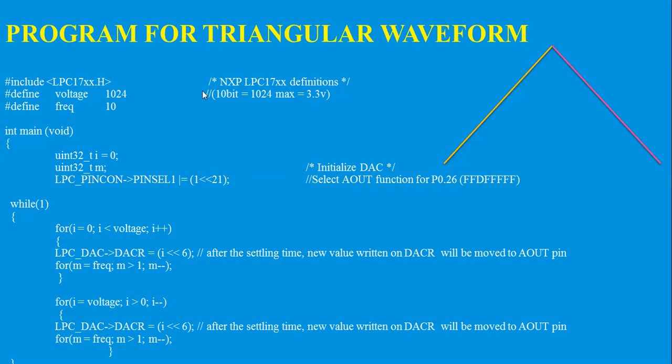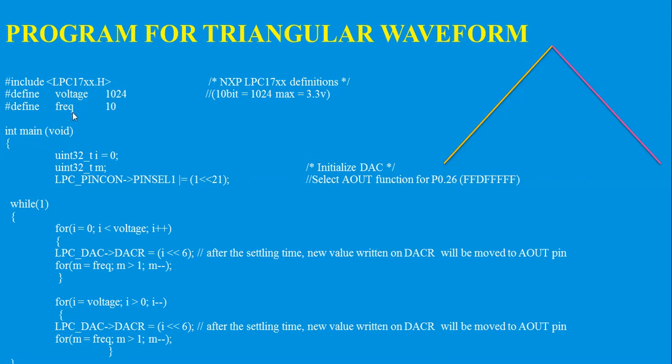Now coming to the program. Here #include LPC17xx.h is a header file. All the associated registers of LPC1768 will be under this header file, and we are defining two global constants. One of the global constants is voltage, and to that we are going to assign a constant value 1024, since the DAC register is 10 bits and the maximum value that can be stored in the DAC register is 1024 in decimal. That's why that value is stored in voltage.